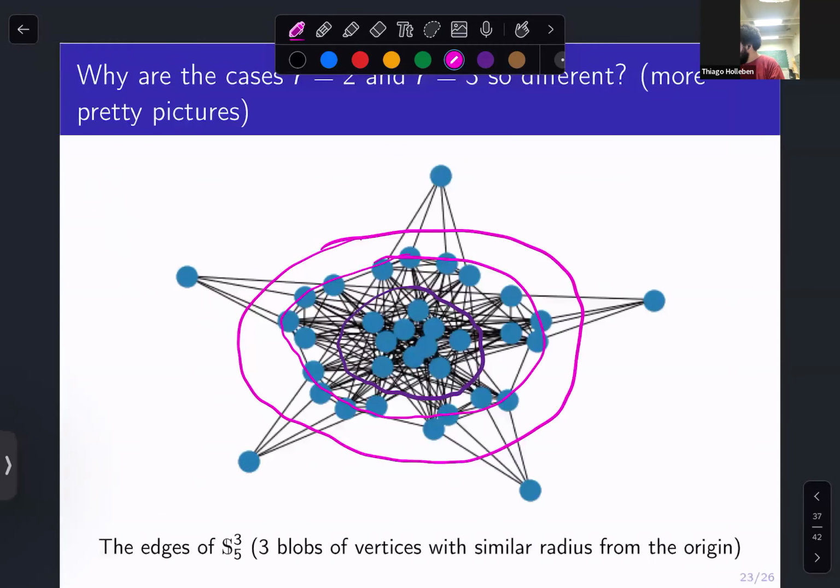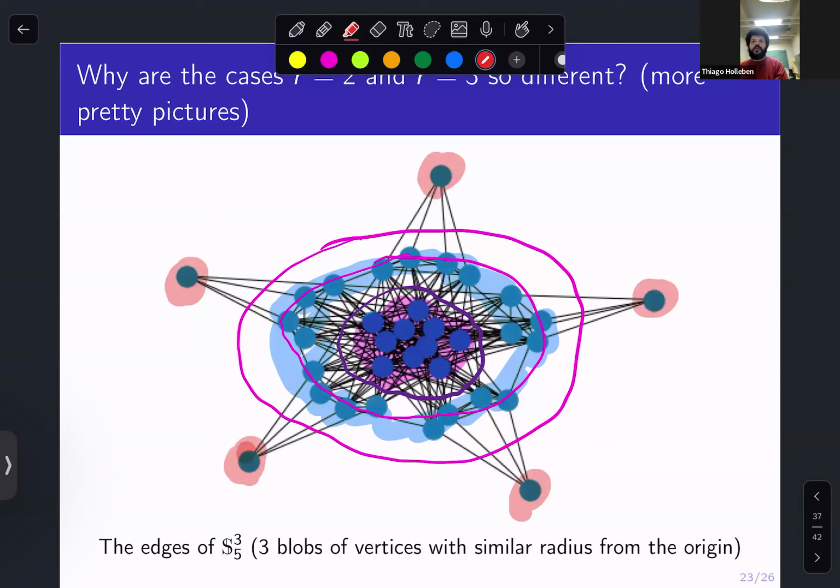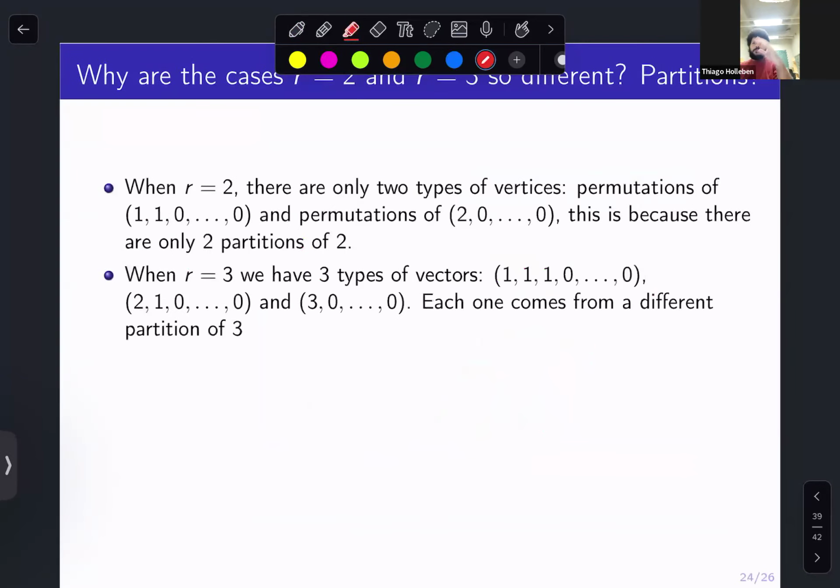If we go back to the picture, the things in the middle, I don't know if you can actually see, but these things here, they are the 1, 1, 1 vectors. The ones to the side, in this ring, they are the 2, 1 vectors. And the ones on the actual pointy parts, they are the 3, 0 vectors. Okay, so the complex is kind of taking the partitions into account. For some reason, it's kind of a mystery, we don't really know why, but the partitions show up in the structure.